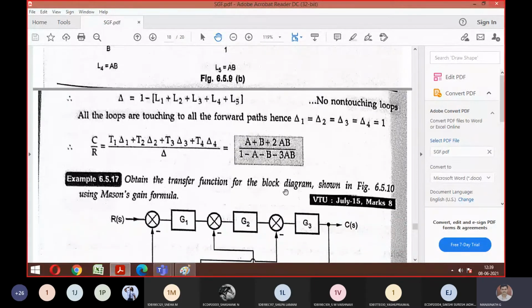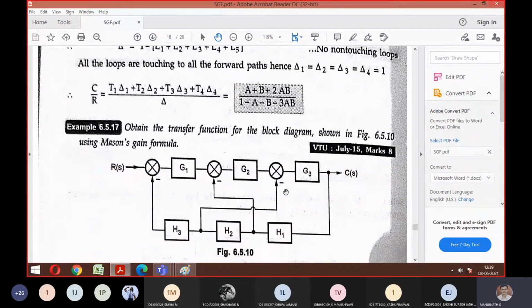So let me give one. I want you to solve this. Obtain the transfer function for the given block diagram using Mason's gain formula. Read the question completely: Mason's gain formula. Right? Yes. Solve this. Let me give time for you.